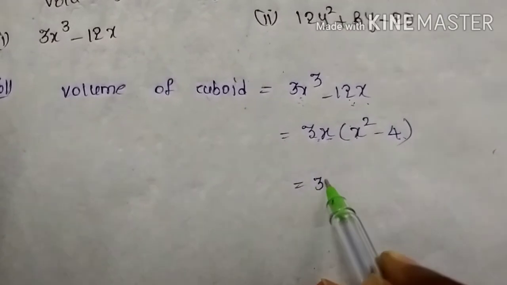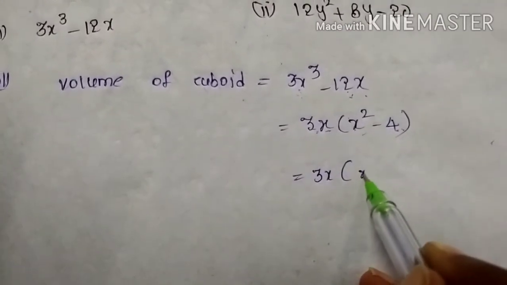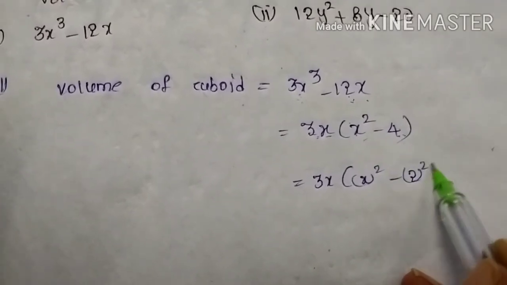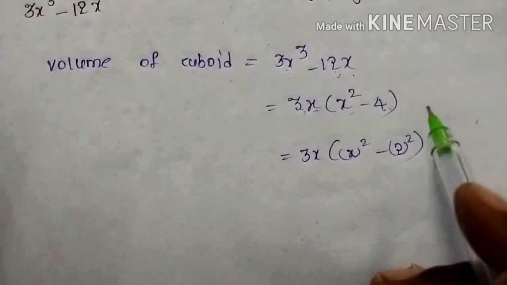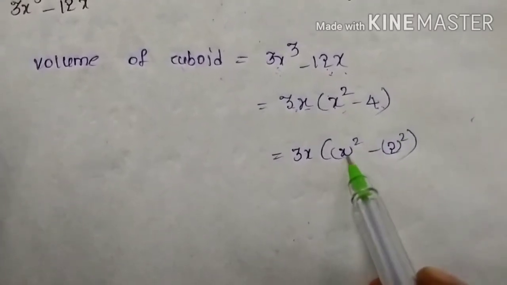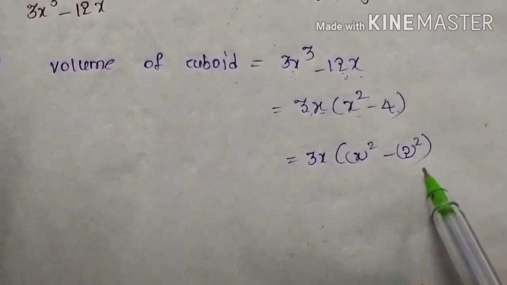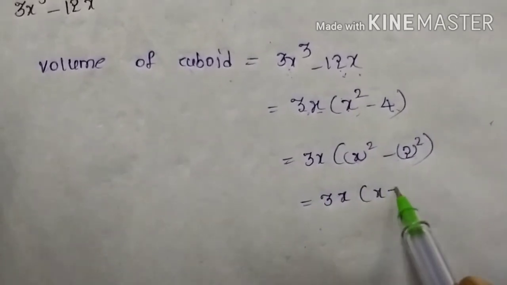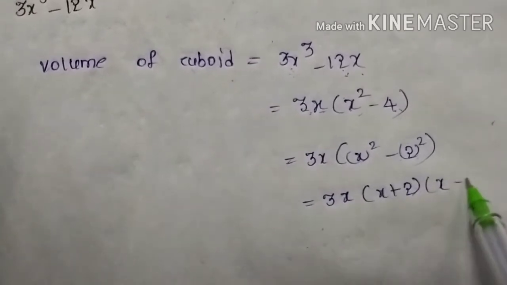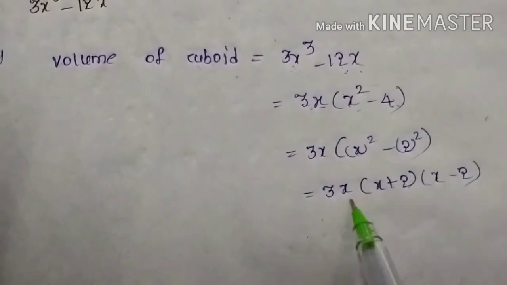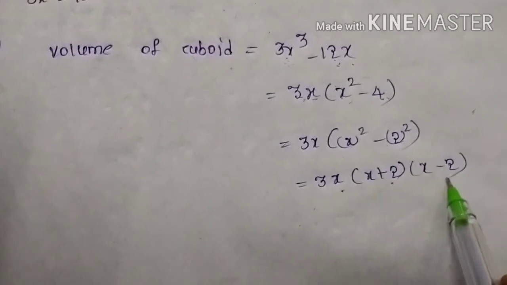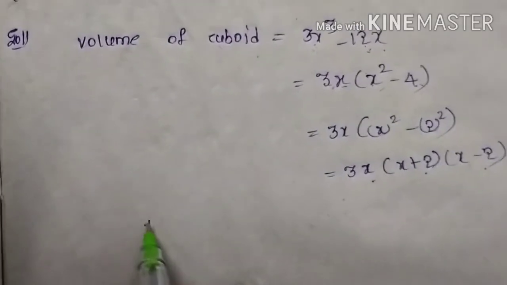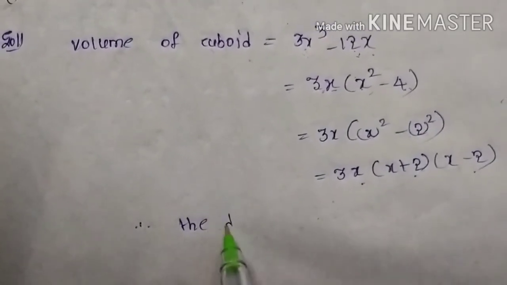See here, 3x into x square can be written as x whole square. Yes or no? Yes. Minus 4 can be written as 2 square or not? Yes, 2 square. Once you can observe here, both are having the same. See here, a square minus b square. A square minus b square can be written as a plus b into a minus b or not? Yes, you can write here 3x into x plus 2 into x minus 2. Yes or no? 3x into x plus 2 into x minus 2. Why? Because a plus b into a minus b, you know that is a square minus b square. Therefore, you can write here the dimensions.